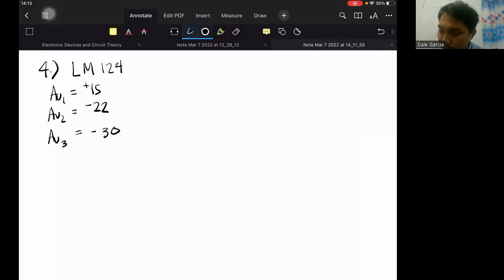Use a 420K feedback resistor for all stages. What output voltage results for an input V1 of 80 microvolts?